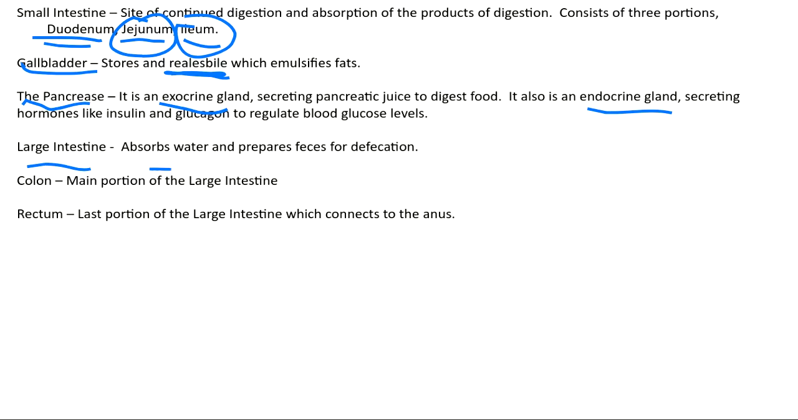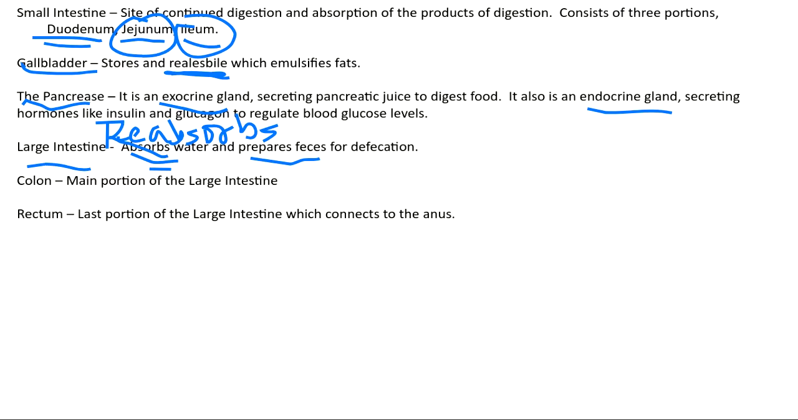The large intestine comes after the small intestine, and it reabsorbs. I should have written reabsorbs. Why do I say reabsorbs? Because there's a lot of water that goes to digestion, and then your large intestine will reabsorb it into the body, so that your fecal matter isn't full of water. Right, that would be a massive waste of water. All right, and so it reabsorbs the water into your system and prepares the feces for defecation.